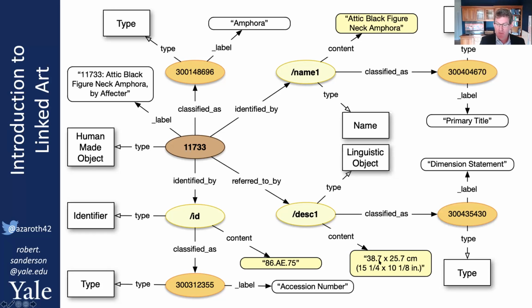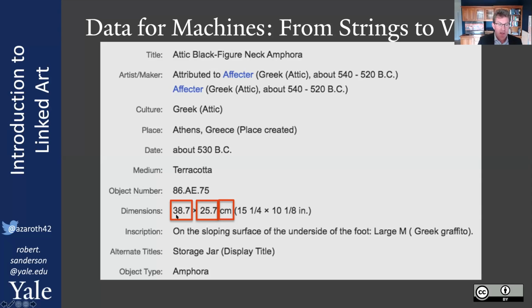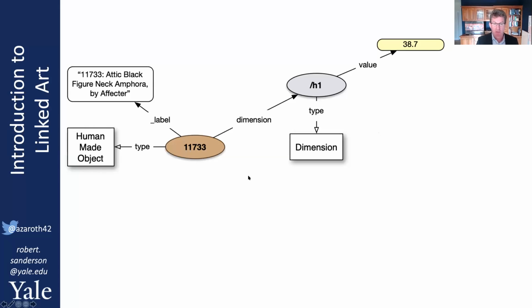But hey, it sure would be nice if we could take that dimension statement and turn it into something that machines could process. So we could split this up into 38.7, 25.7, and the notion of centimeters. This is going from strings to comparable values, into our next tier of accuracy. So CRM gives us some really useful ontological language, in that there is a property dimension and a class dimension, and values which can be numeric.